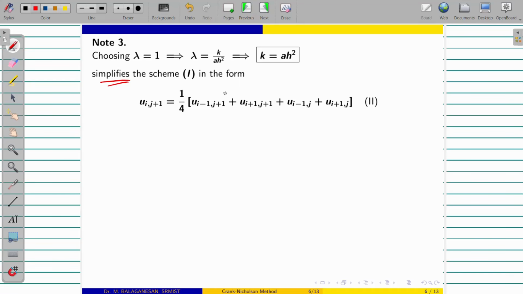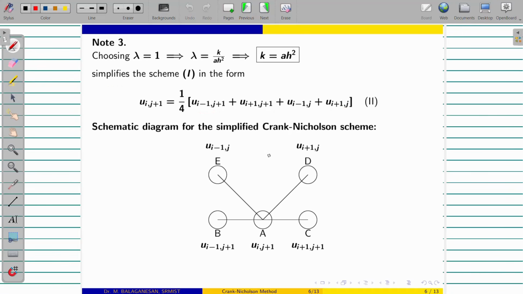Then the previous one will reduce to this one: u i, j plus 1 equivalent to 1 by 4 times the average of this value, this value, this value, this value. I will show these values using a diagrammatic representation, then only you can easily understand the concept. That's it. This is the simplified Crank-Nicholson scheme, particularly for lambda equal to 1.